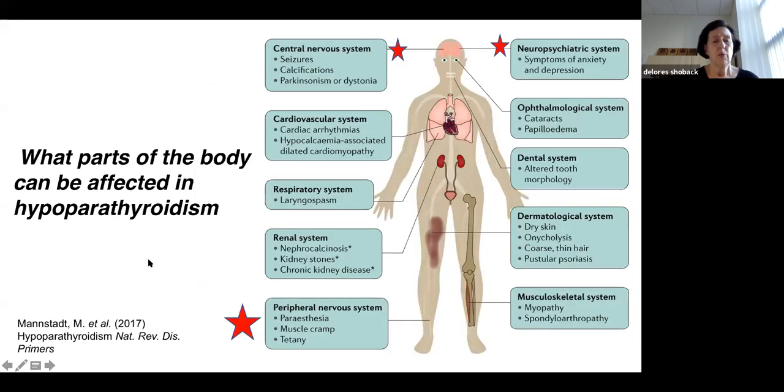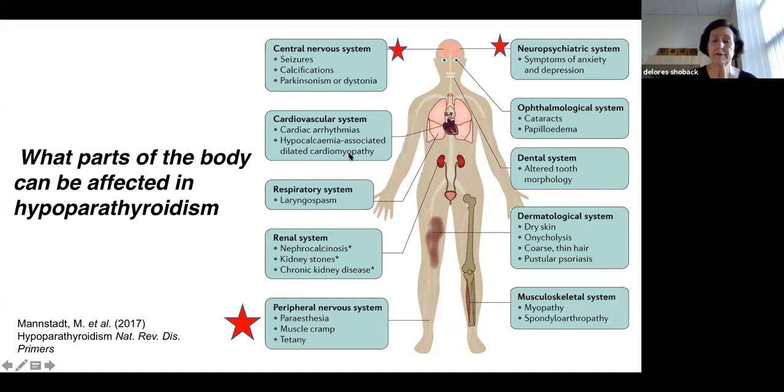So what parts of the body can be affected? Now we're drilling down onto some of the clinical presentation and what we as doctors are looking for when we talk to somebody with a low blood calcium. The brain and the nervous system can be affected. Seizures can occur. Somebody already asked the question about calcifications in the brain. Sometimes there's movement problems, almost like a Parkinson's picture in people. On the neuropsychiatric side, there can be anxiety and depression from the clinical consequences of hypopara.